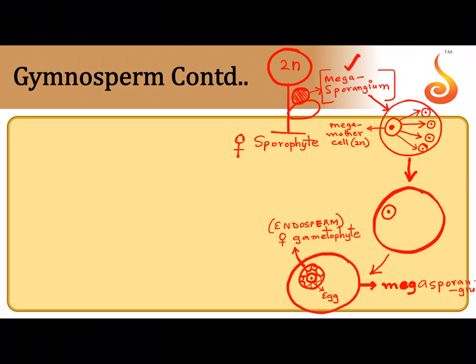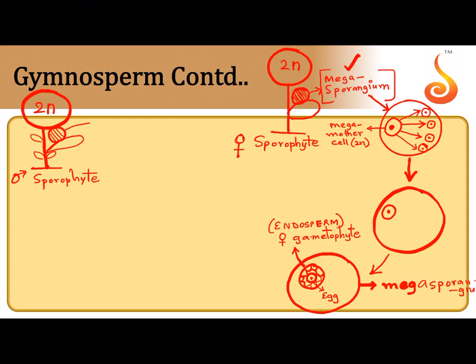Now I told you it sits inside and waits for the sperm. Where is the sperm coming from? It is coming from a different tree. Which is this tree now? This tree is referred to as the male sporophyte. It is also a diploid sporophyte. Just like we saw the megasporangium on the female sporophyte, on the male sporophyte there is a structure that is called the microsporangium.